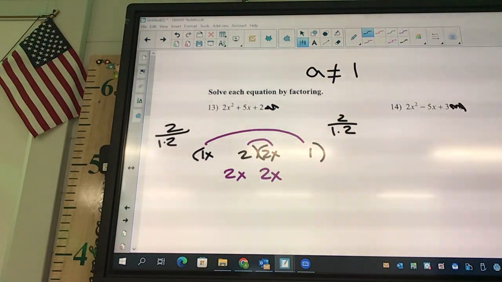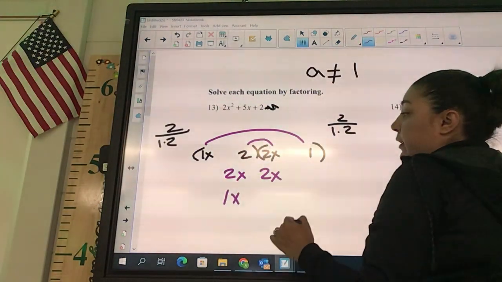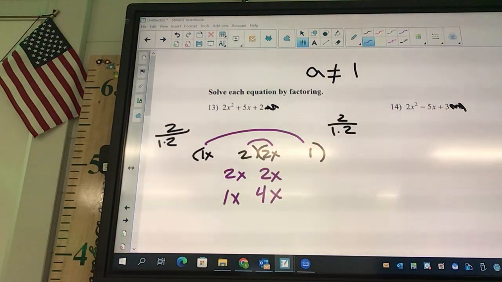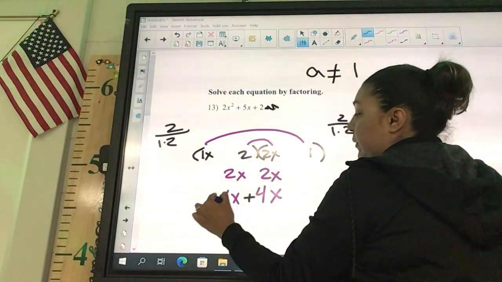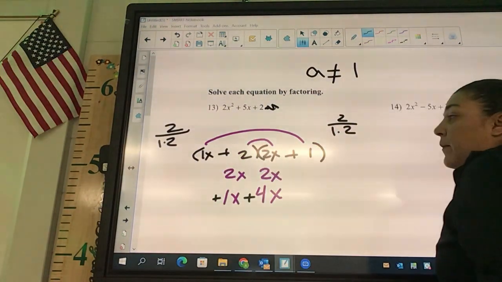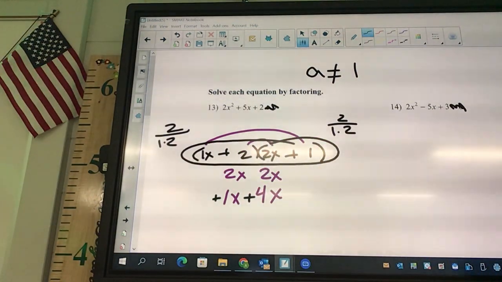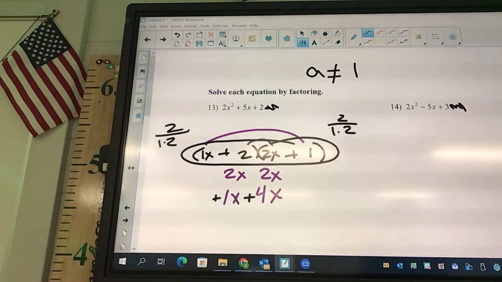Okay, still check the outer. What are you going to get? 1x. The inner 4x. Okay, could that give me a 5? Yeah, plus plus. Okay, so we say plus plus. Okay, so these ones are called the guess and check.